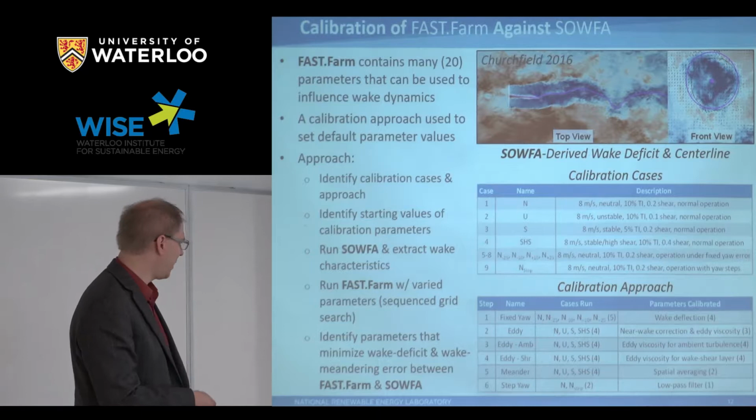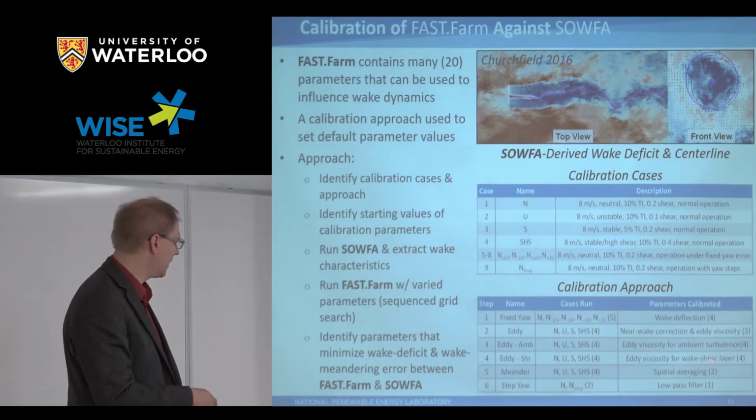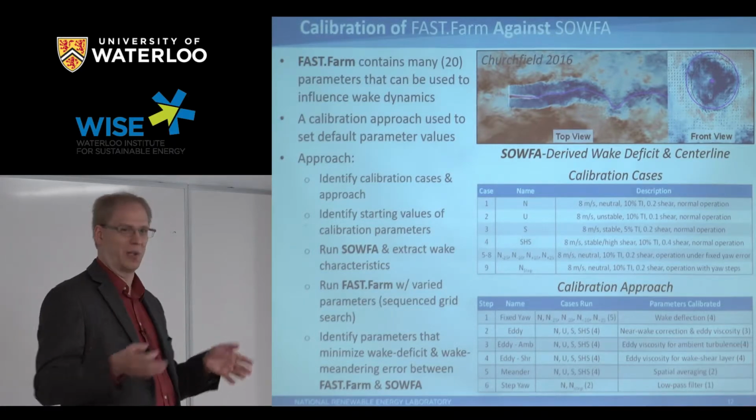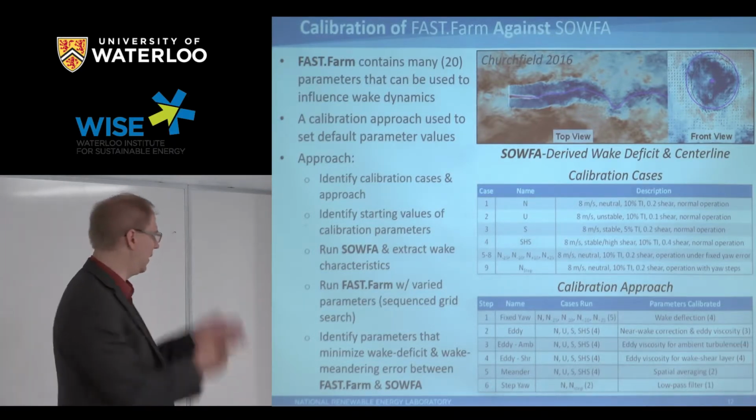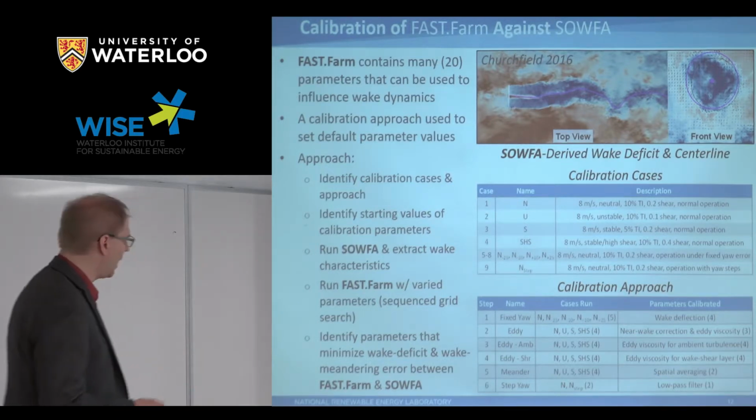Like I said, we did this process because there are 20 parameters. We couldn't do a full-up grid search. We did a sequence grid search, and this is the sequencing we did here. There's a nice paper that explains that process, and it's a fairly automated thing now. So if you have a given benchmark where you really want FAST.Farm to match that case, you can simply run this process and it will change the calibration parameters for you. I won't talk more about that.